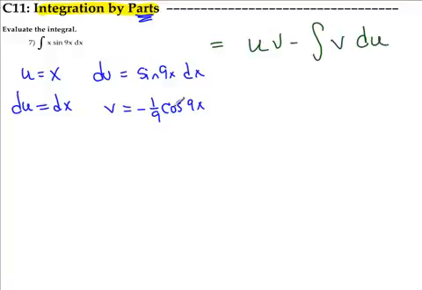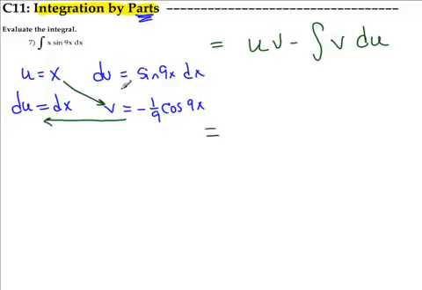I always set up my work this way, lining it up in this order, so that if I forget the formula, I just remember it's this diagonal minus the integral of this bottom: uv minus the integral of v du. That helps me remember, just always organizing it the same way.